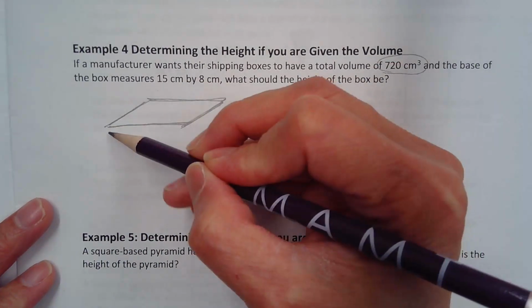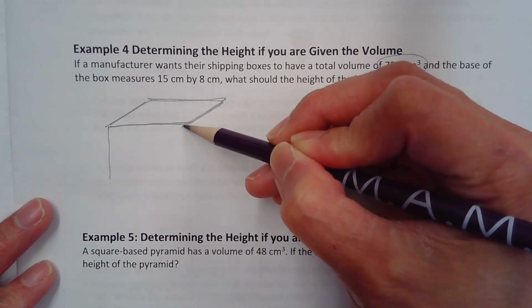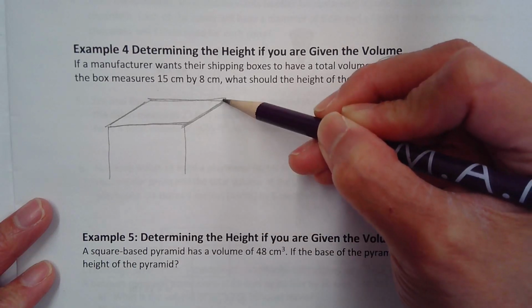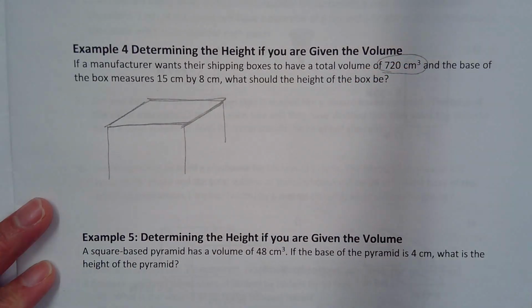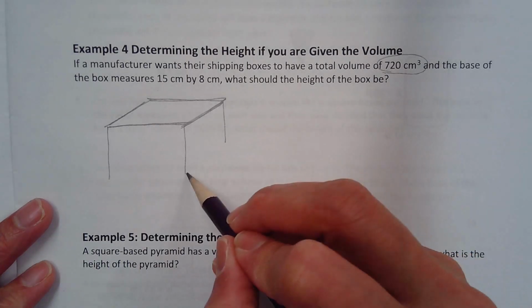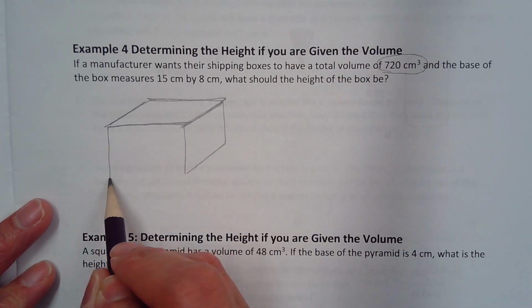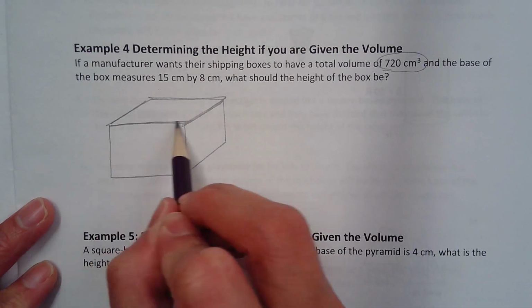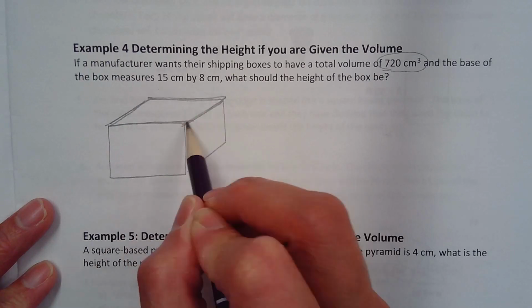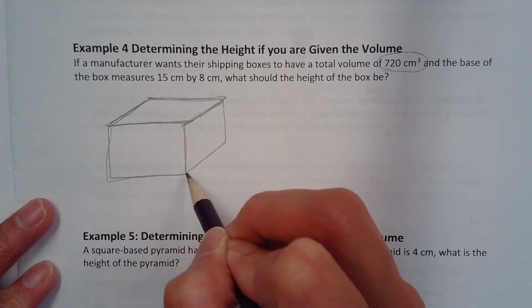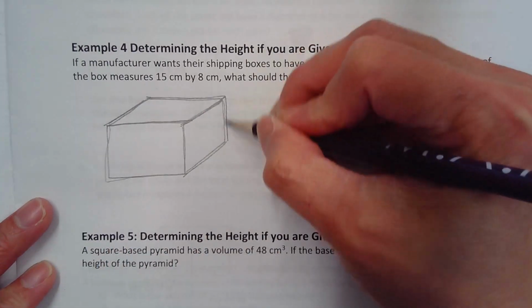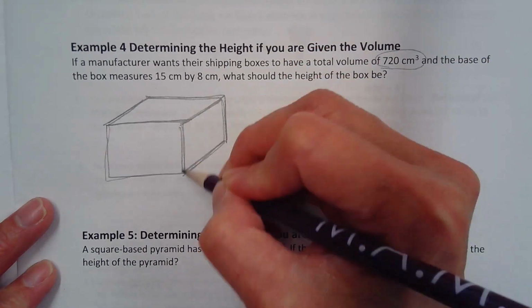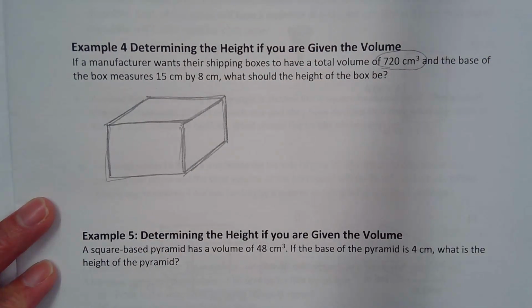And then you draw a line down, all the same length, and then draw it up. So we have here a 3-dimensional box. It takes practice.